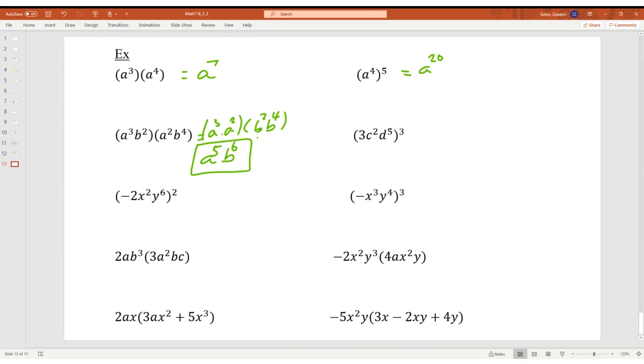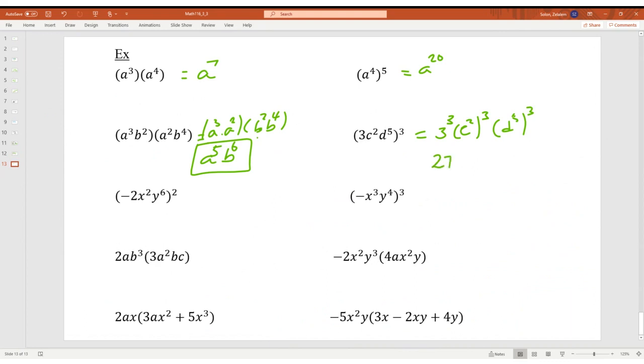Now, the next one is a power of a product. When you have an exponent and you have a product inside parentheses, what you have to do is just distribute the exponent. It applies to 3, so we have 3 to the power of 3. It applies to c squared, so you have c squared to the power of 3. And it applies to d to the power of 5, the power of 3. Now we know the power rule. First, 3 to the power of 3 is 3 times 3 times 3, which is 27. 3 times 9 is 27.